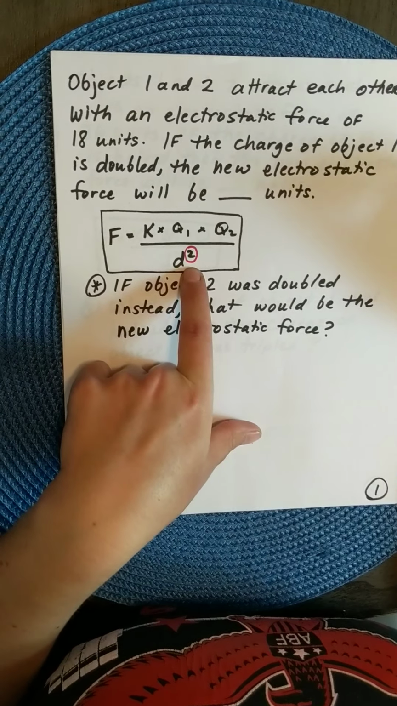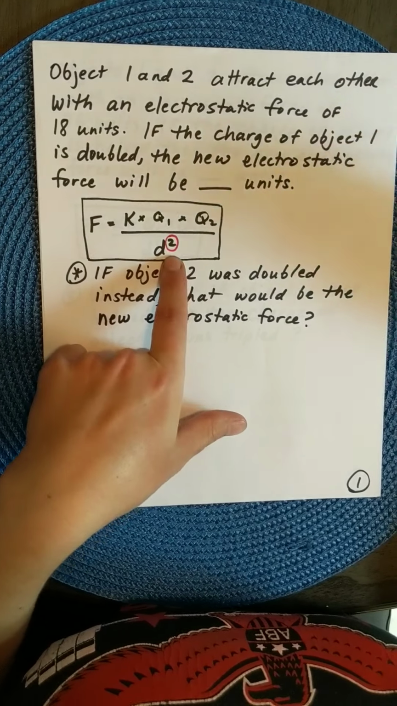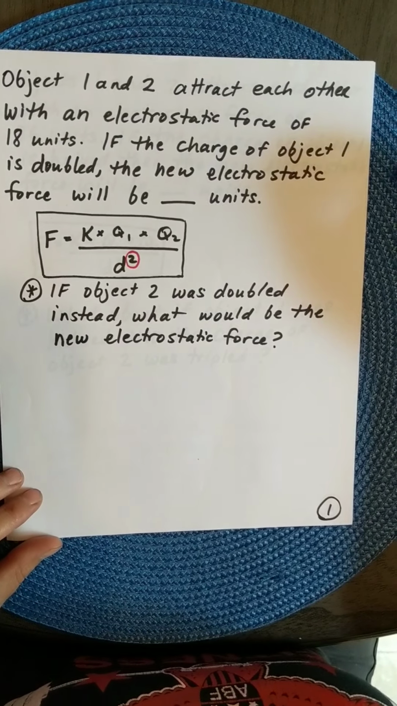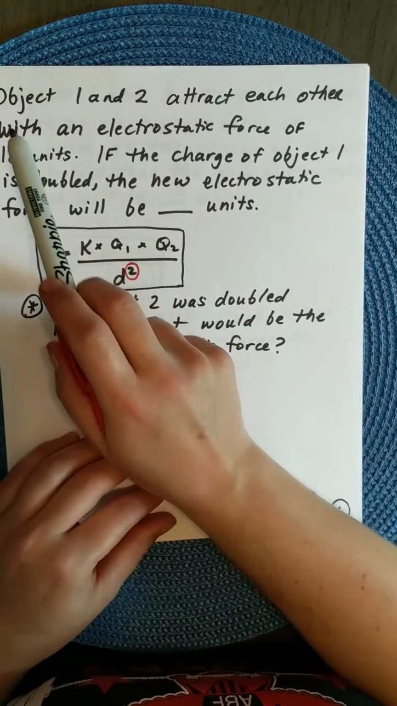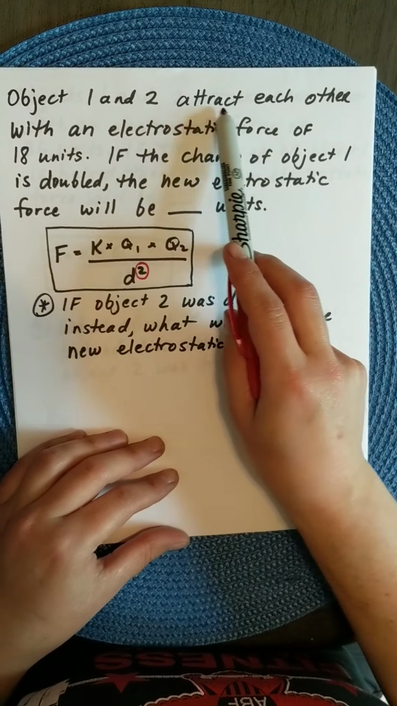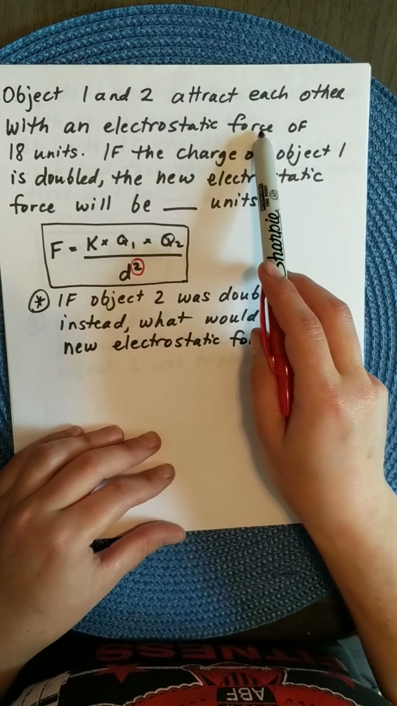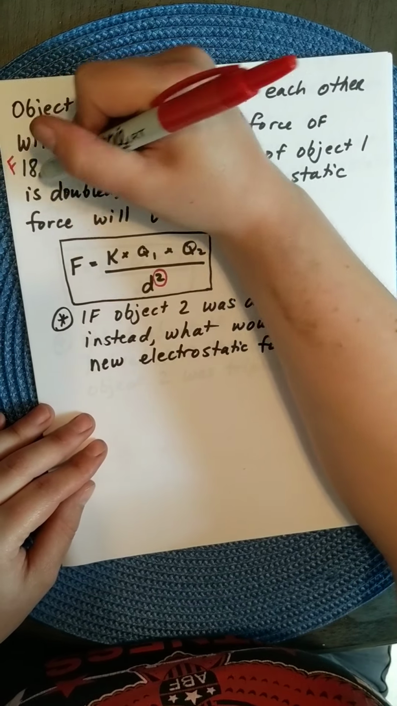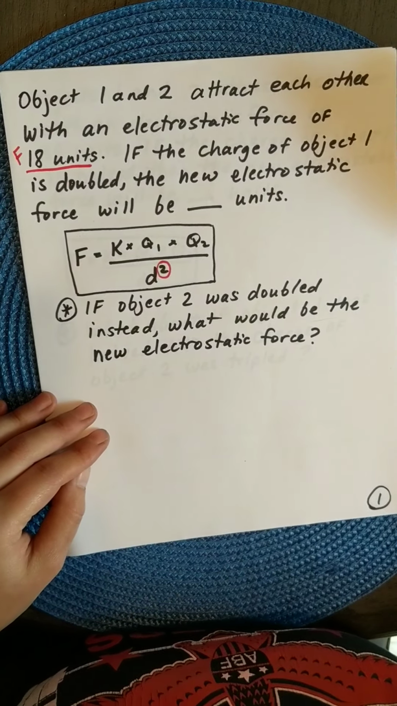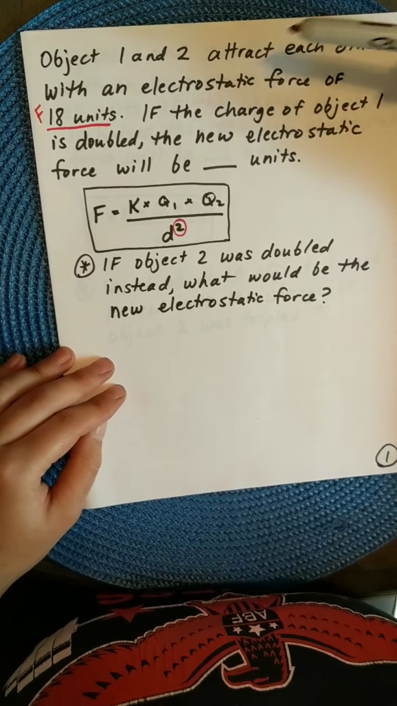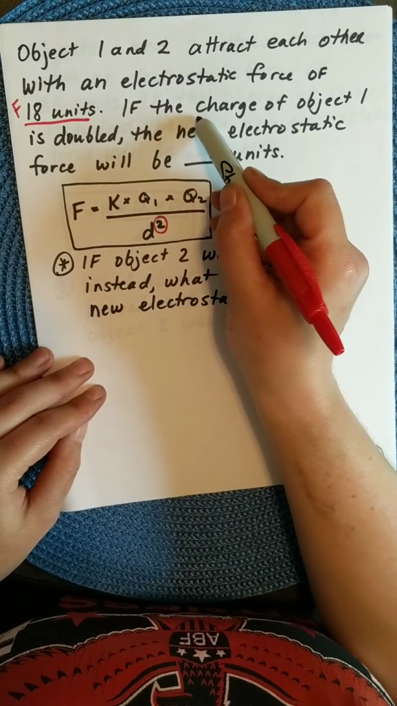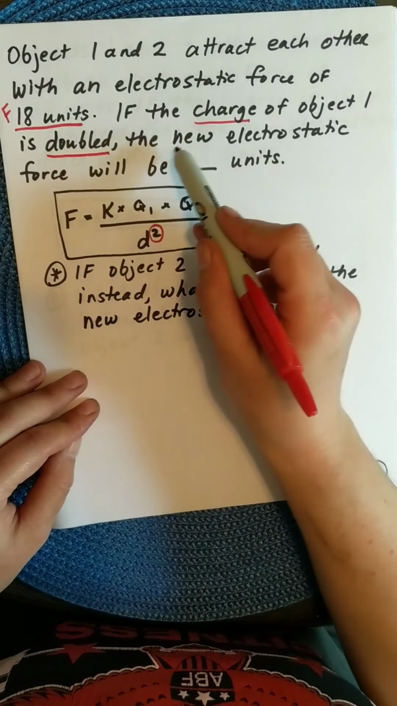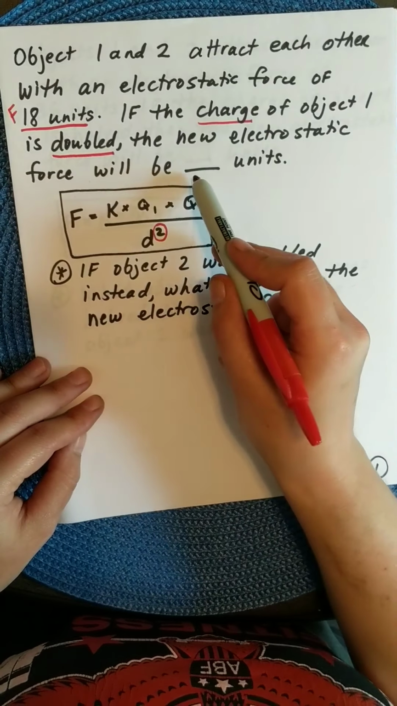So I picked a couple of problems that come from the concept builder set. You'll probably see some variations on these, and I just want to tell you how to solve those problems step-by-step. So in this example, it says object 1 and 2 attract each other with an electrostatic force of 18 units. So that is the original F, right? The original force. Now something is going to change. So it says if the charge of object 1 is doubled, the new electrostatic force will be blank units.